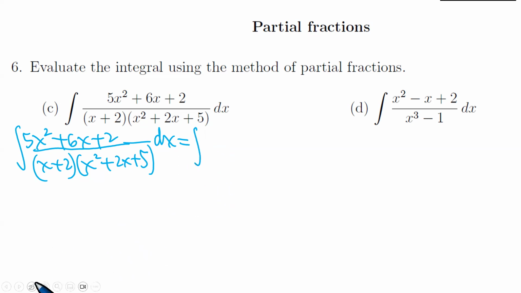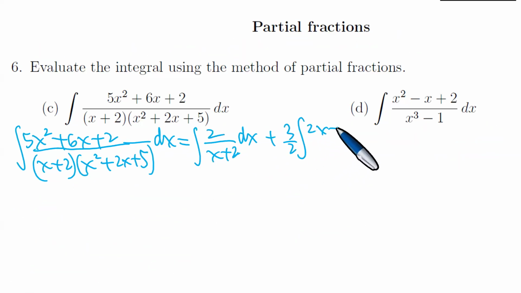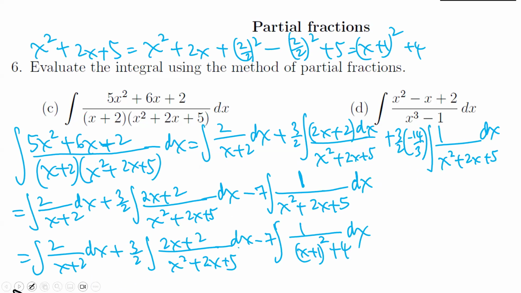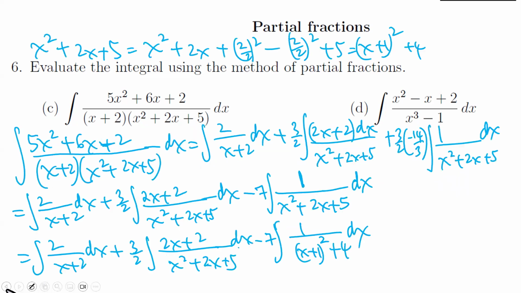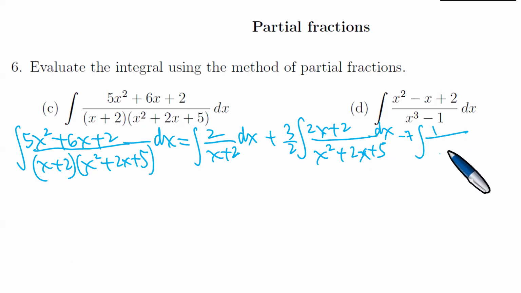So here we have the integral of 2 over x plus 2 dx, plus 3 over 2 times the integral of 2x plus 2 dx, minus 7 times the integral of 1 over, plus 4.